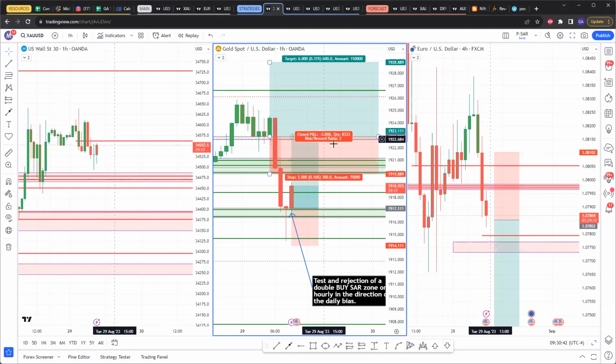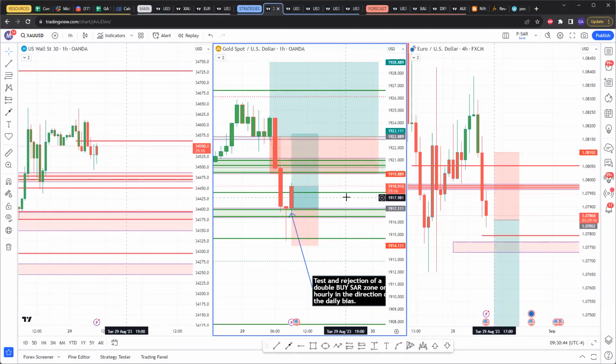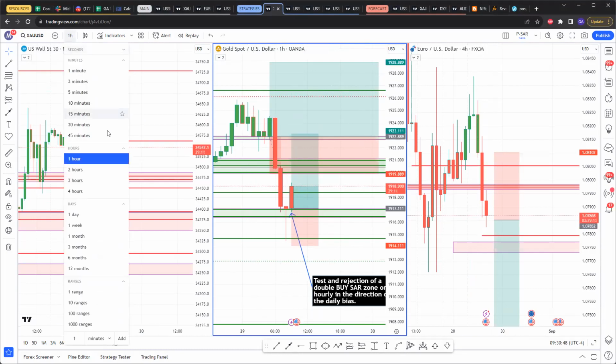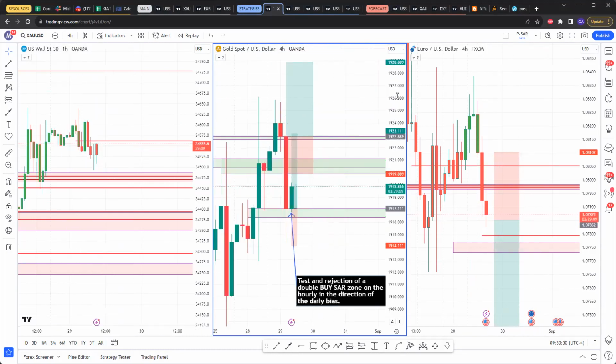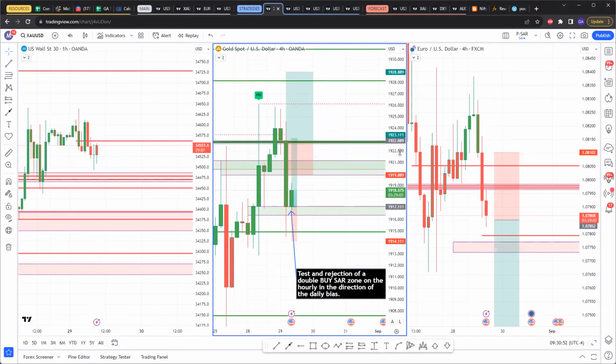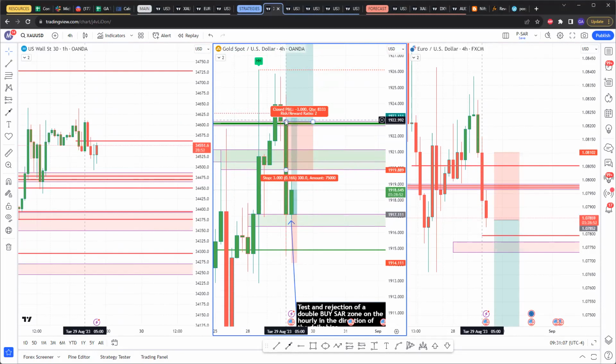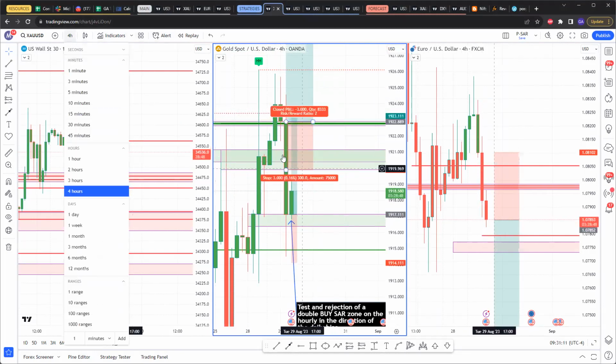Currently, personally, I took a loss right here because I took this trade on the 4-hour time frame. This was a break and continuation of a double SAR. If you look on the 4-hour time frame, we have this double SAR around 1922. This 4-hour candle closed above it. This next candle, which is a continuation candle, also rejected and closed above it. So I entered a buy. Unfortunately, I got stopped out on that particular trade.